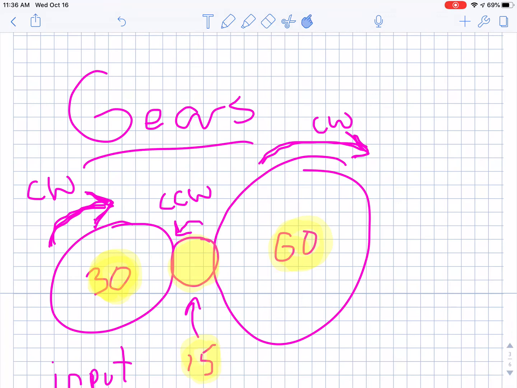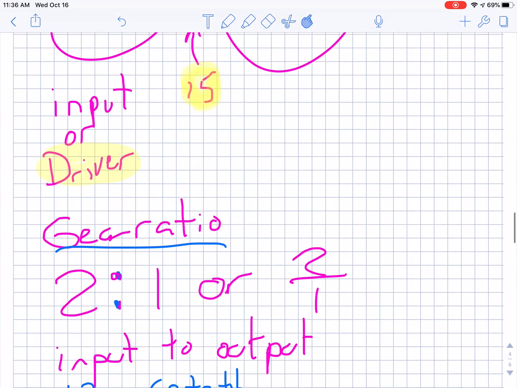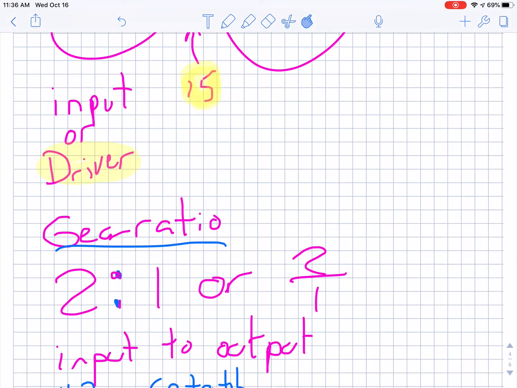Gear ratio. Gear ratio is input to output, and it's always something to 1. It could be 2 to 1, like I wrote. We can use the little colon, or we can use a fraction. It could also be 0.54 to 1. It's always to 1. So input to output. For every 2 times the input spins, the output will spin once. Okay, we'll come back to that.